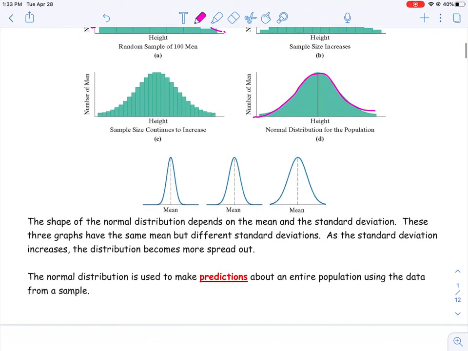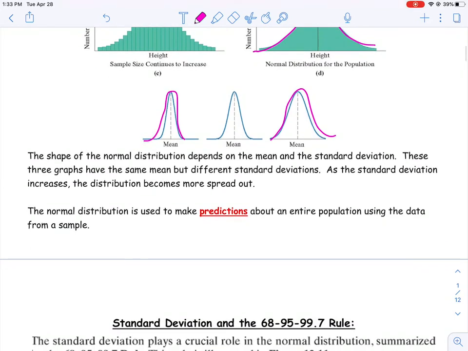And so the mean is in the center of our normal distribution, and depending on how widespread the data is, you might have a bell curve that's a little bit skinny, or you might have a bell curve that's a little bit on the fatter side. Okay? Normal distribution again is used to make predictions about an entire population using the data from that sample.